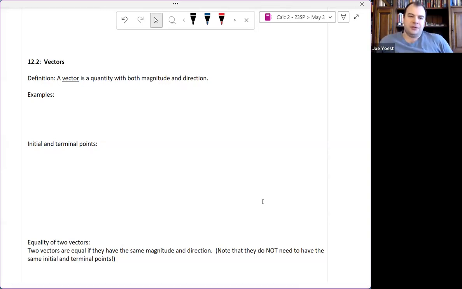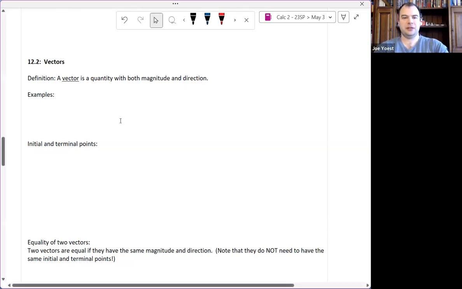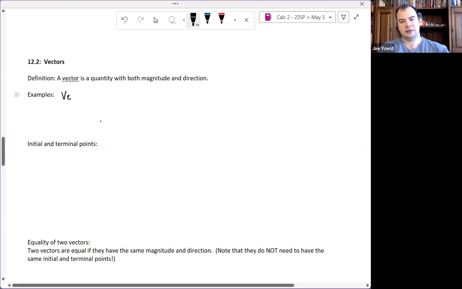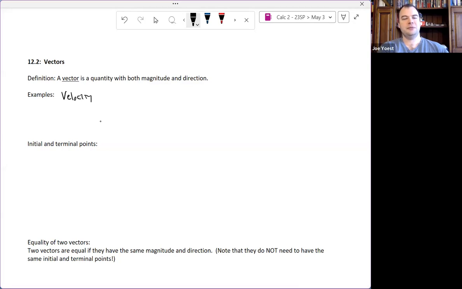So moving on to section 12.2 on vectors. Definition: a vector is a quantity with both magnitude and direction. Some examples of vectors are things like velocity. So if I say I'm going north at 60 miles an hour, that would be a velocity. That's a vector quantity. It has magnitude, how fast am I going, and direction, which direction am I going.